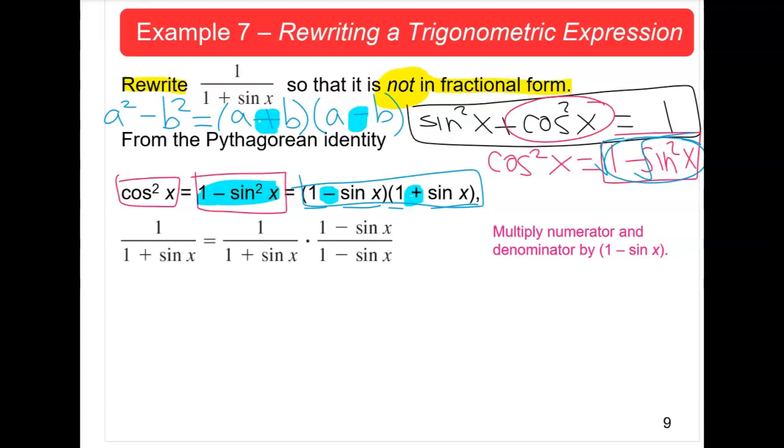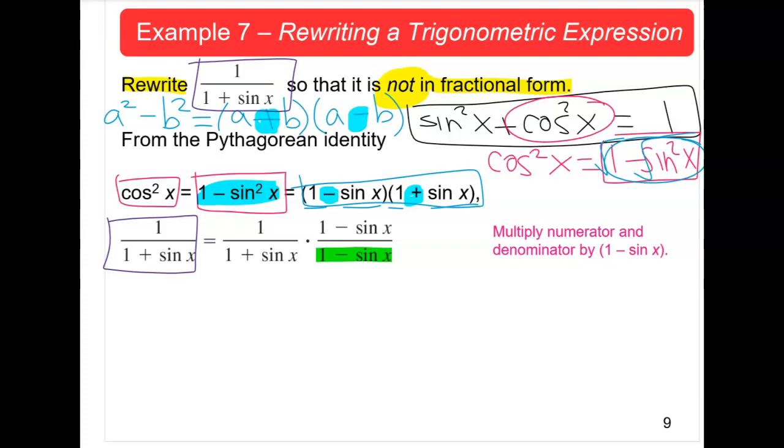Now, why do we do that? Well, we did that just to demonstrate why we are choosing to multiply by 1 minus sine x. So we start with the question, which is here. Rewrite that fraction, which is here. I just, well, actually, I didn't write it. I just copy pasted it.